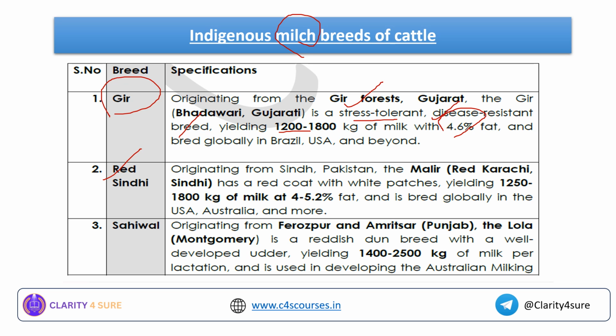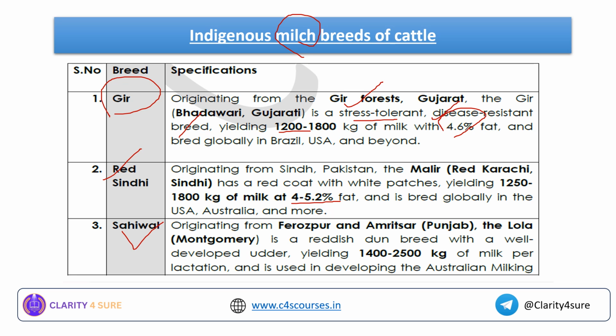The name Red Sindhi has come from its appearance because it has a red coat with white patches. Its milk yielding capacity is 1250 to 1800 kg of milk, and the fat percentage is very high in this milk, between 4 and 5.2 percent. And like Gir, this is also bred globally in many countries for its good milk capacity and its high fat percentage. Next comes your Sahiwal.